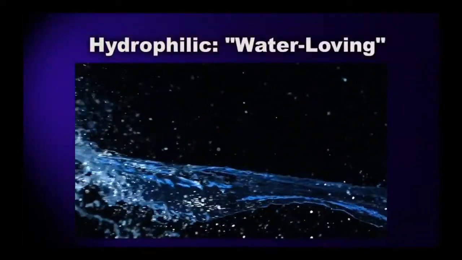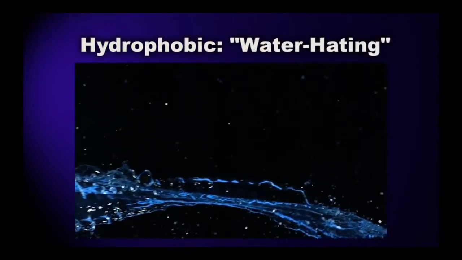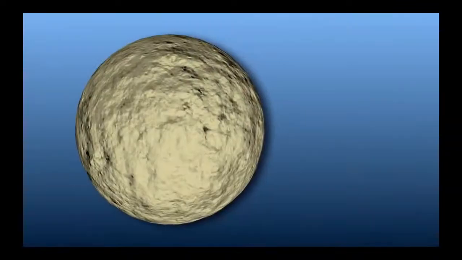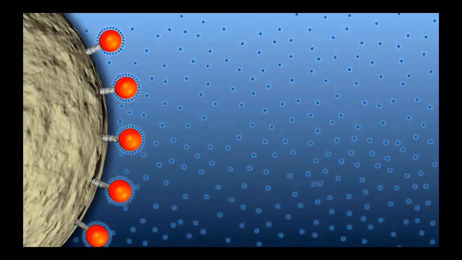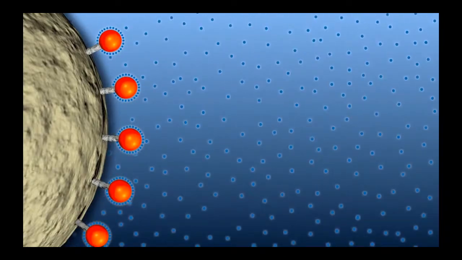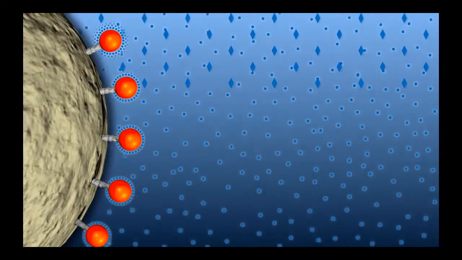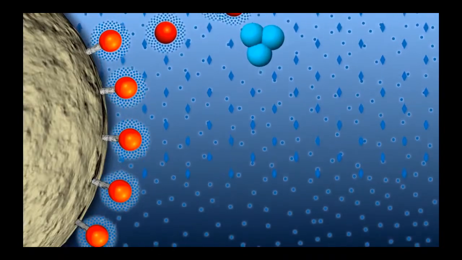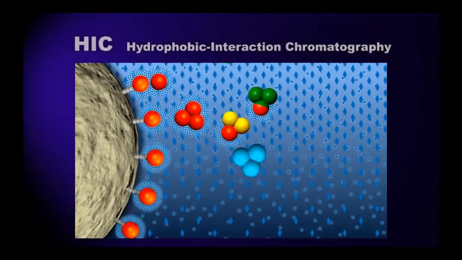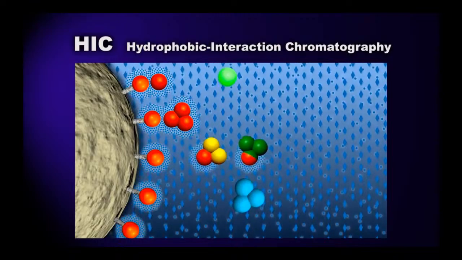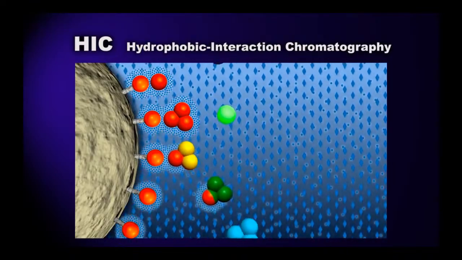And then there's water. Molecules that readily interact with and dissolve in water are called hydrophilic, water-loving, while those that don't are called hydrophobic, water-hating. Proteins contain regions that are hydrophobic and regions that are hydrophilic. Because water tends to form a shield around the hydrophobic patches within the proteins, they are not exposed to interact with the resin beads. By adding salt to the protein solution, we remove the water shield, exposing these hydrophobic patches on the protein and resin so they can interact. This is how HIC, or hydrophobic interaction chromatography, works.